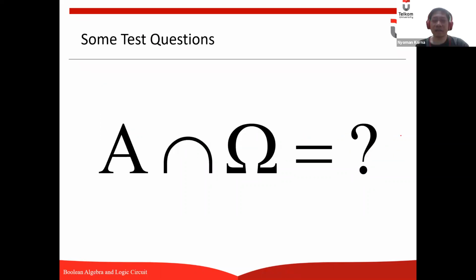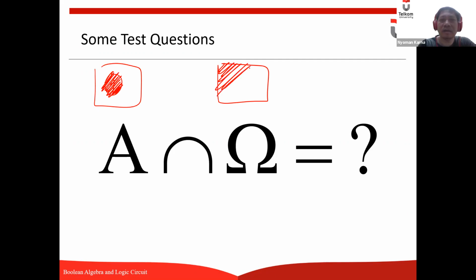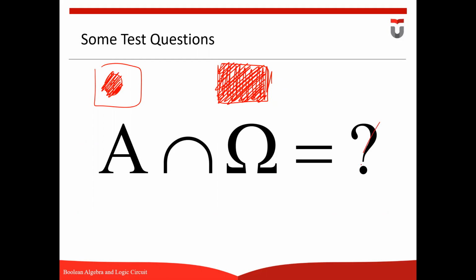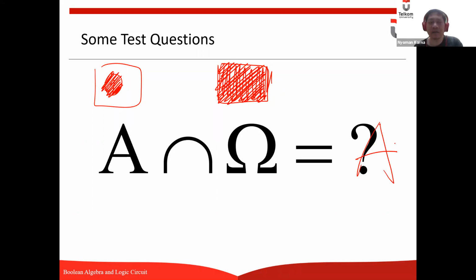Now, what is A intersects with universe? This is A, and this is the universe. What is the set that has the element of A and also the element of universe? A. Yes, correct. It's A. Because A intersects with everything is A itself. The member of A that is also a member of the universe. So that's A itself.